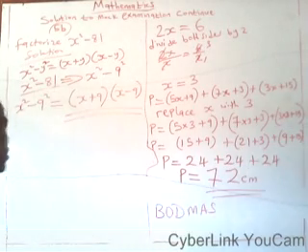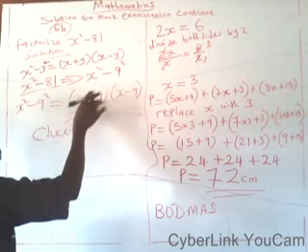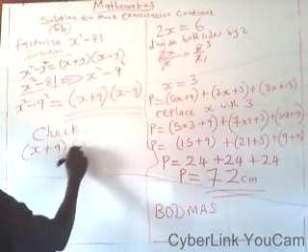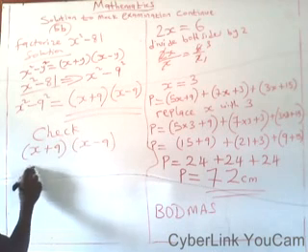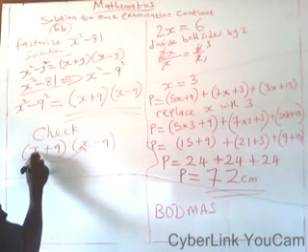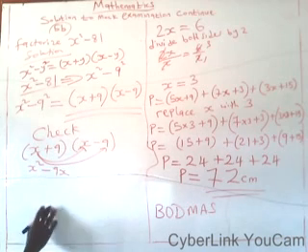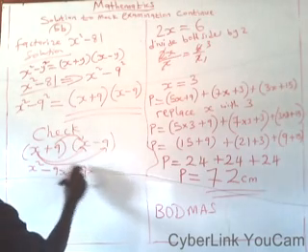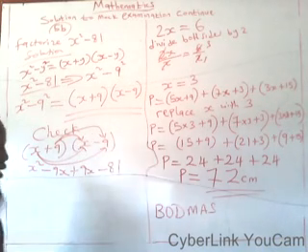Let us check. We want to expand x plus 9, x minus 9. x times x gives us x squared. Now x times minus 9 gives minus 9x. 9 times x gives plus 9x. Then 9 times minus 9 gives us minus 81.